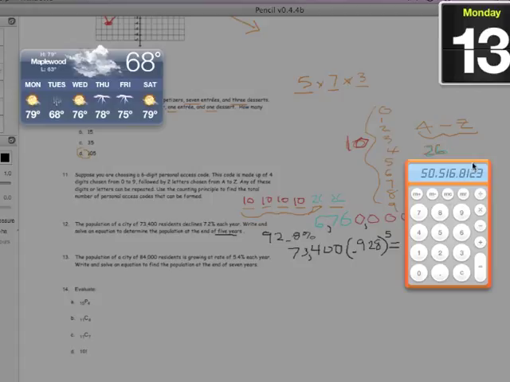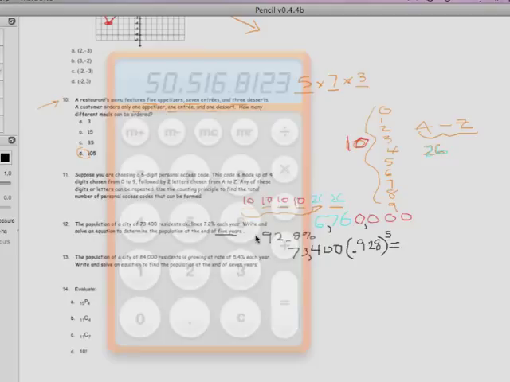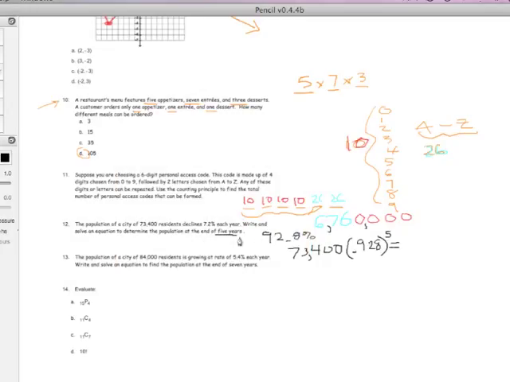Also, we want to round or something, but we can't have 8/10 of a person. That would just be sick. So there it is. All right. Pick up in just a second with number 13.